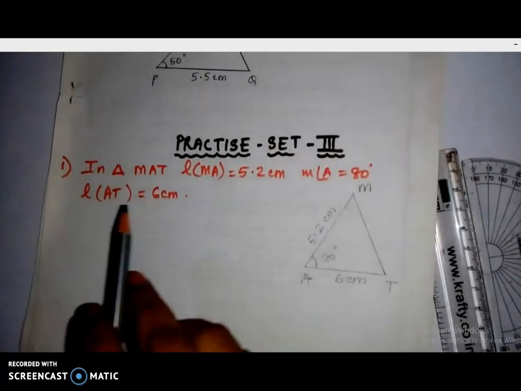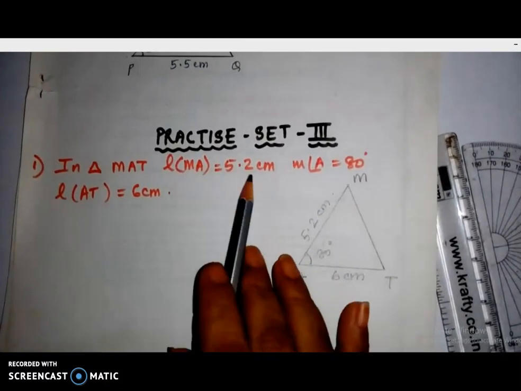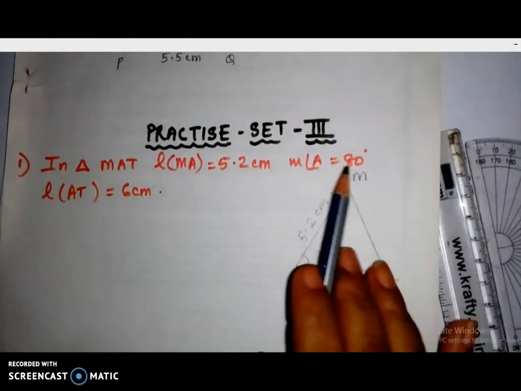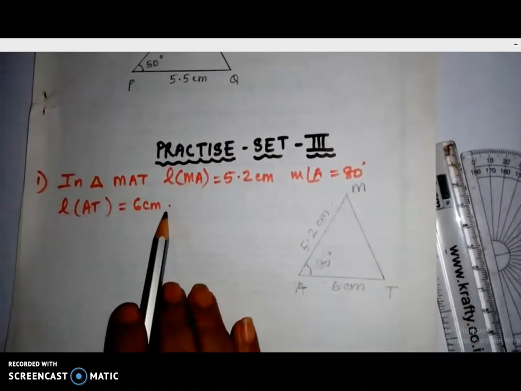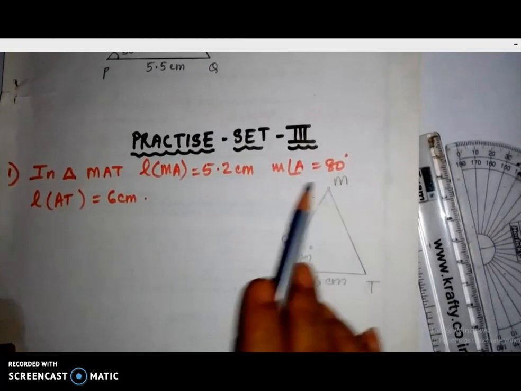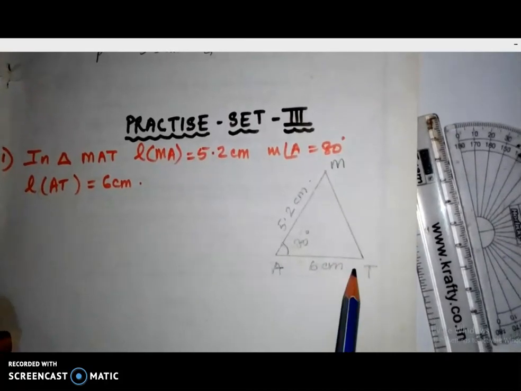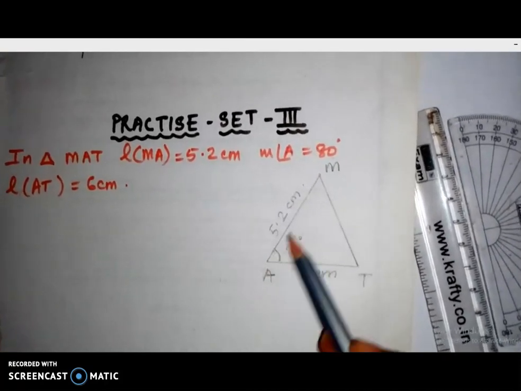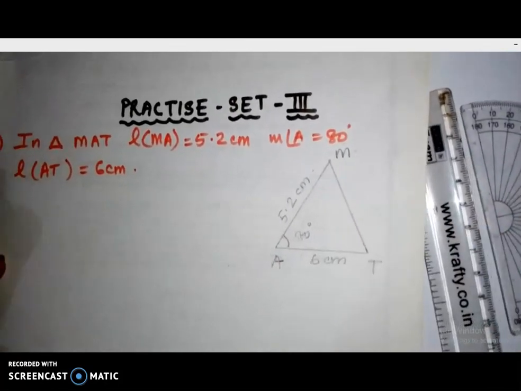Look at the first question. In triangle MAT, length MA is 5.2 centimeter. Measure angle A is 80 degree and length AT is 6 centimeter. Here we are given angle A equal to 80 degree. So we will take AT as the base in the rough figure. AT is 6 centimeter, angle A is 80 degree and side AM is 5.2 centimeter.